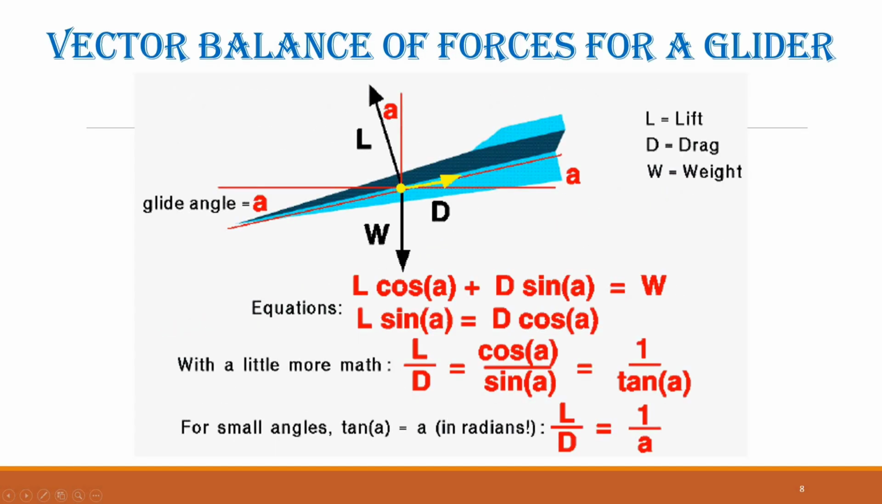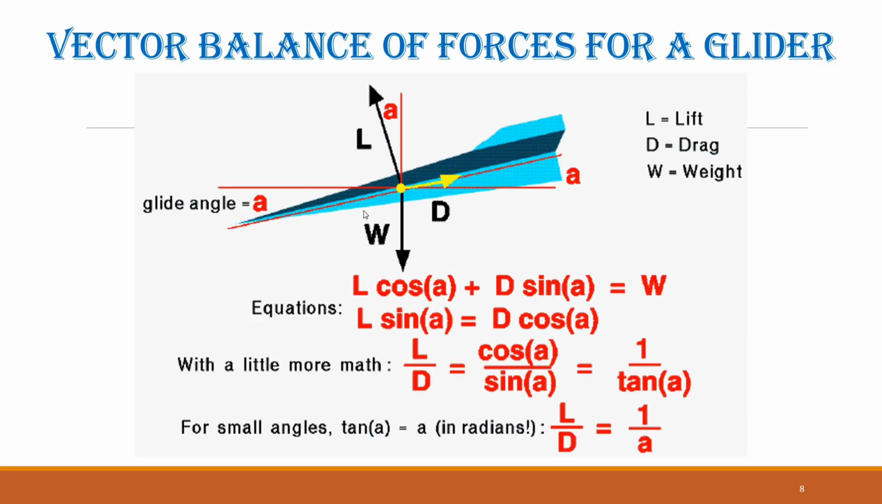Vector balance of forces for a glider. This slide illustrates how the forces acting on a descending glider balance one another. A thin horizontal red line is drawn parallel to the ground through the glider's center of gravity, and a second thin red line represents the flight path, which slopes downward to the left. The angle between these two lines is labeled A, and this angle is known as the glide angle. It is the key geometric relationship that links the glider's path through the air to the forces acting on it.